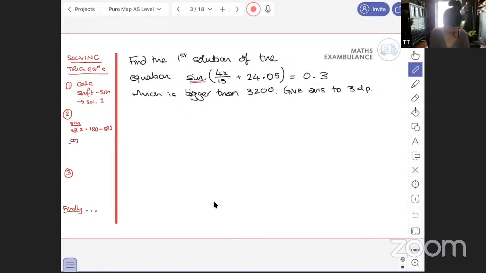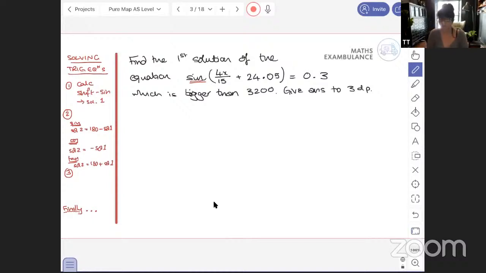If it's cos, then solution 2 is minus solution 1. So if solution 1 is negative, it's just the same but positive. And if solution 1 is positive, it's the same but negative. And if it's tan, then solution 2 equals 180 plus solution 1. So far, so good. You don't have to do any thinking. You just go shift, sine, and that's your first answer. 180 minus that, equals, that's your second answer. You've got your 2 answers. There are only 2 answers, the end.